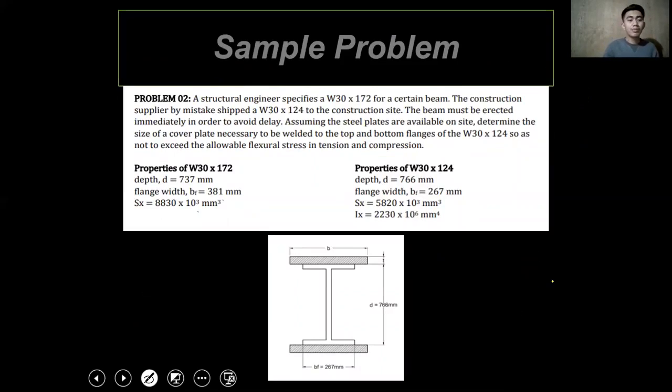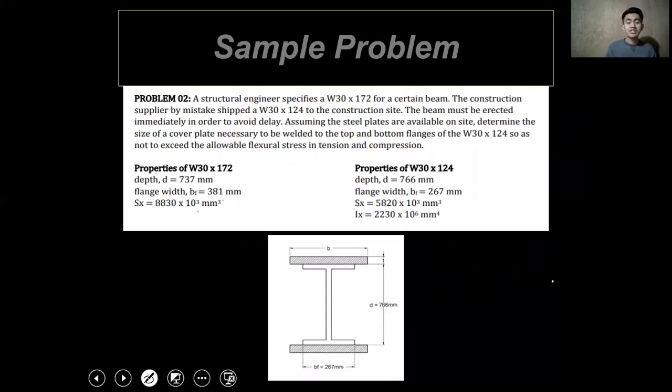The construction supplier made a mistake and shipped W30 by 124 instead to the construction site. So iba yung na-ship out na material dun sa construction site natin. So of course, there will be differences now on its properties. So instead of buying or reordering again, kasi sabi dito, the beam must be erected immediately.